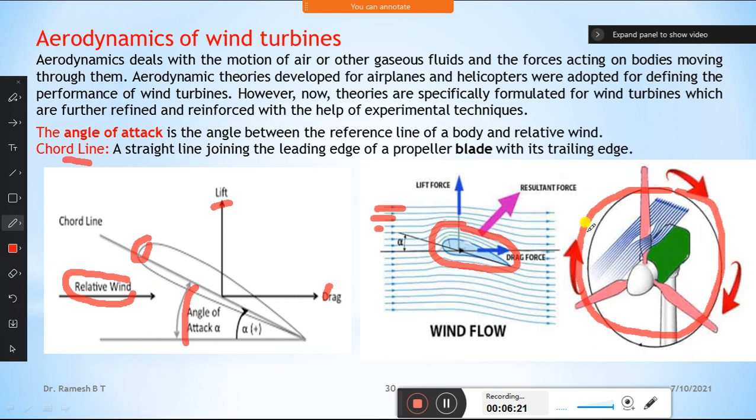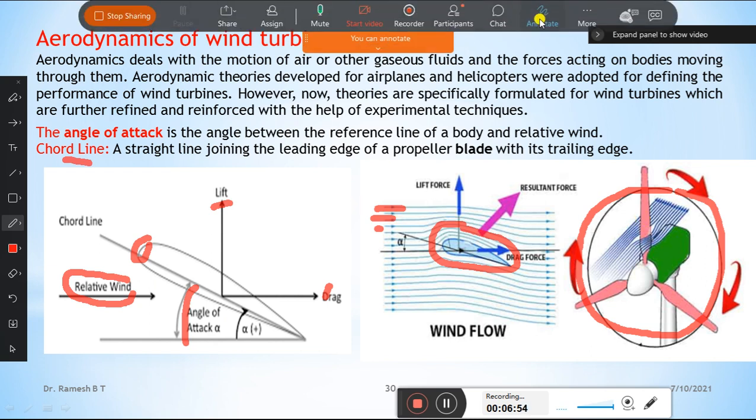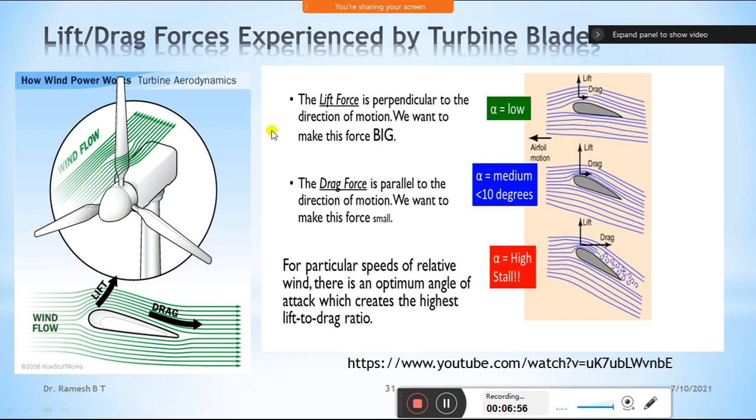Only the air which is flowing in the swept area is responsible for converting air energy into mechanical energy. Other than this swept area, no air energy is converted; only the air in this swept area converts its kinetic energy into mechanical energy. This is how the airflow strikes and starts to induce the lift force as well as the drag force, and it causes the resultant force. Yes, this is what the drag force and the lift force are.